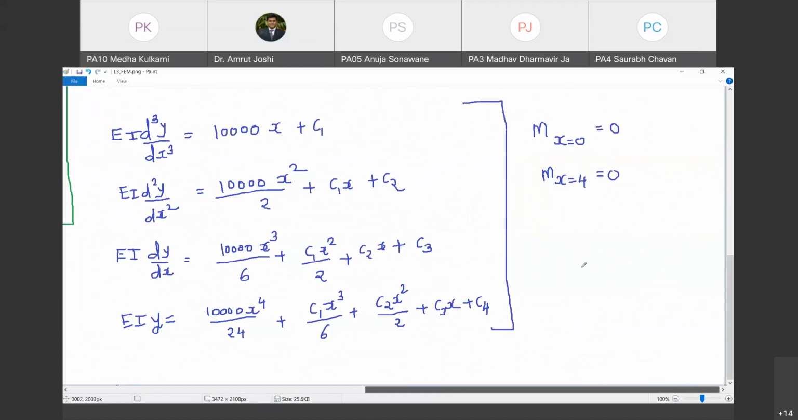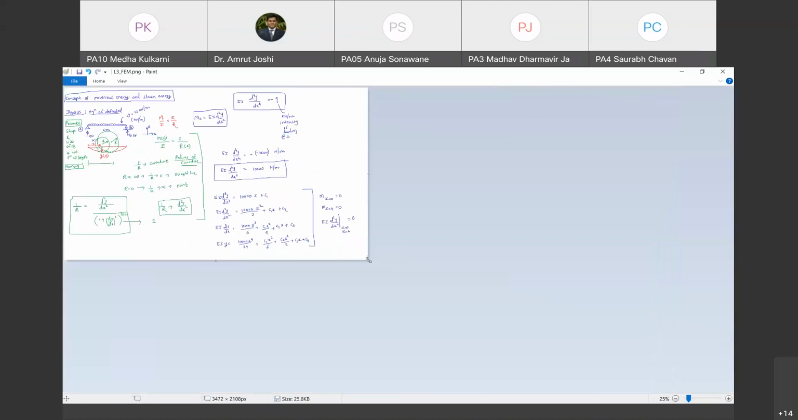Yes, sir. I will replace this M at x by EI d square y by dx square. So what I have is EI d square y by dx square at two locations, and these are 0. At x equal to 0 and at x equal to 4, it is 0. Do you agree with me? Yes, sir. So what is the boundary condition essentially I am talking about?